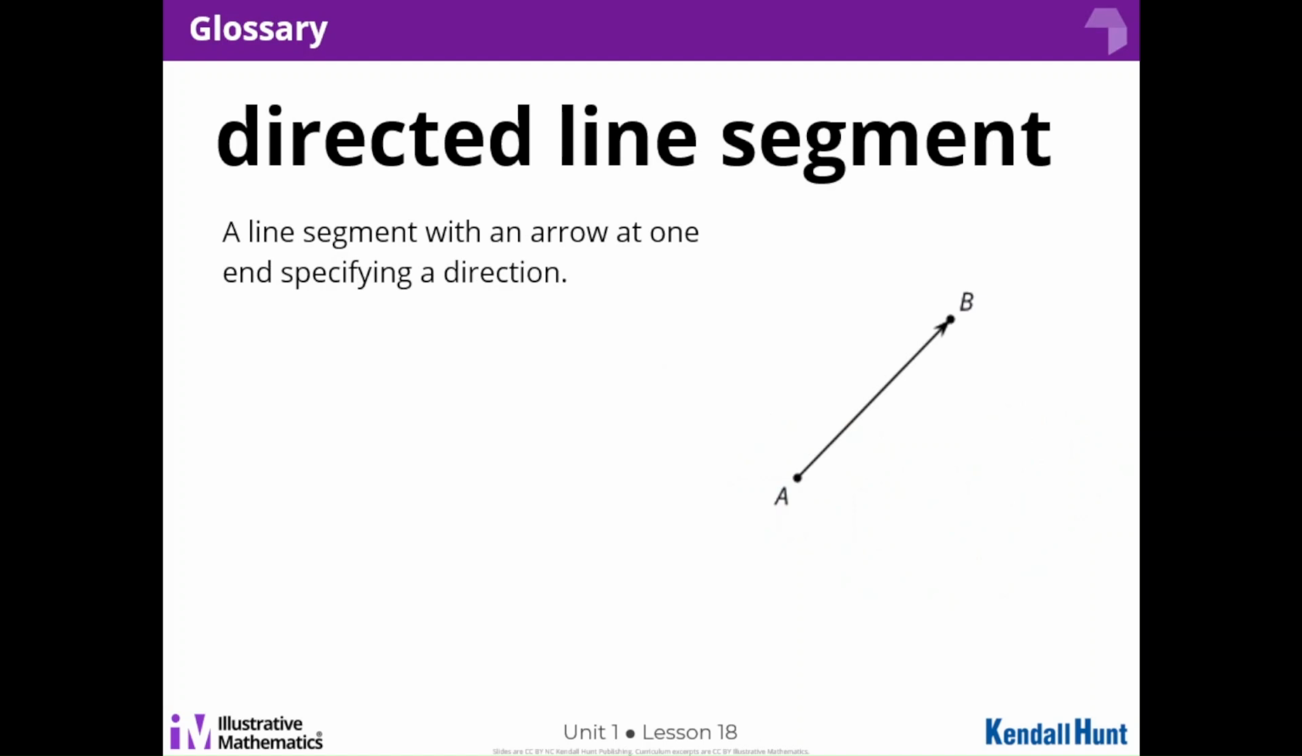Directed line segment. This is just like a line segment. It does have the 2 endpoints, but you now add an arrow that shows you which direction it's moving. So instead of this simply being a line segment AB, we now know this is a directed line segment that is taking A to B.